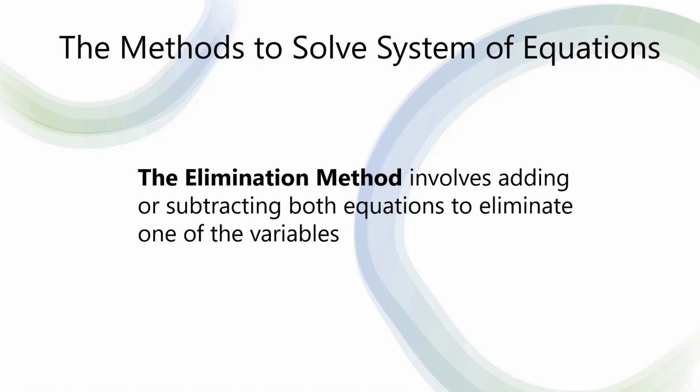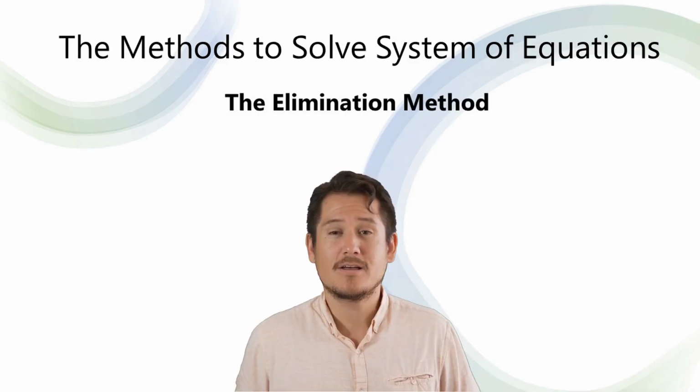2. Elimination method. The elimination method is a technique used to solve systems of linear equations by manipulating the equations in a way that allows you to eliminate one of the variables when you add or subtract the equations. This results in a simplified equation with only one variable, which you can then solve for.